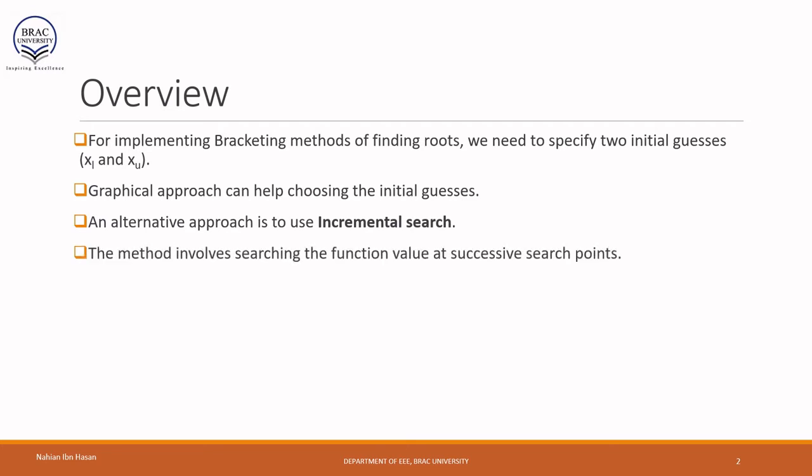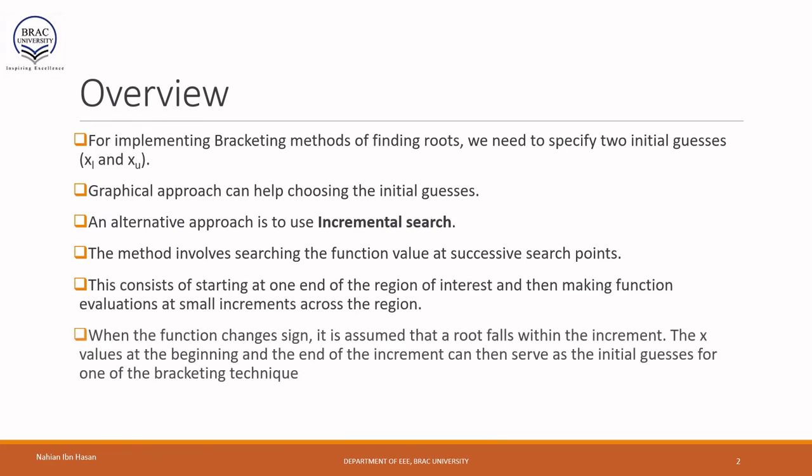So what do we do in this method? This method involves evaluating the function at successive search points. That means we evaluate the function at successive points, and we try to keep track of when the function changes its sign. And whenever we see the function changing its sign, we take the boundary of these successive search points as our initial assumption. So we will look into the details of this incremental search in the next slide. Let's dive into more details of what we mean by successive search points.